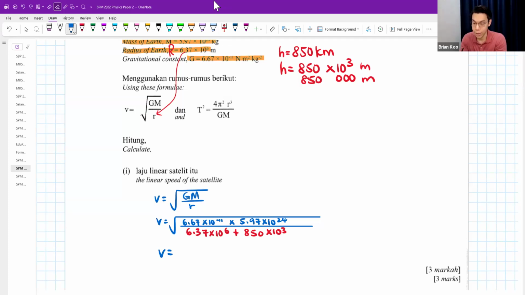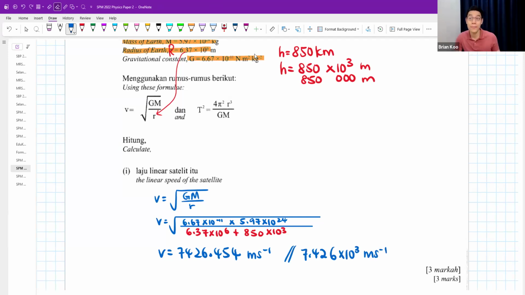Let's see, I'm going to type everything in one shot, see whether you can or not. I get 7426.454 if I round off. Okay, 454 meter per second. Everything in SI unit. If you want to write it in standard form also can. 7.426 times 10 to the power of 3. Minimum 3 decimal places now. Okay.